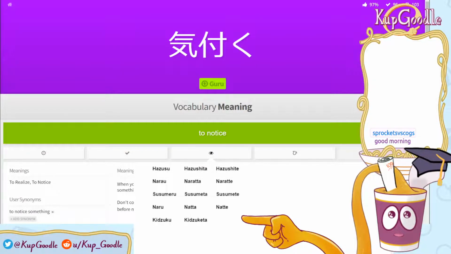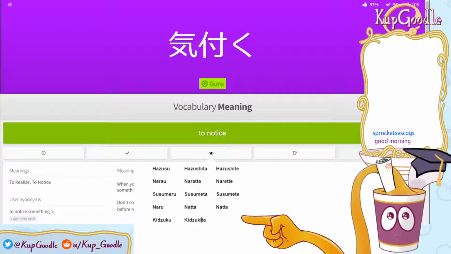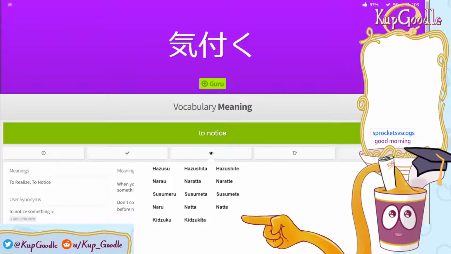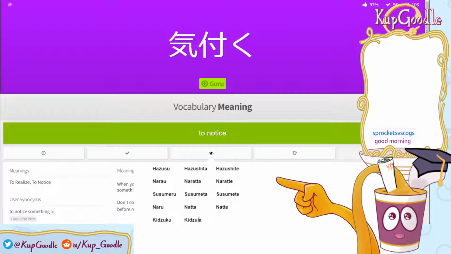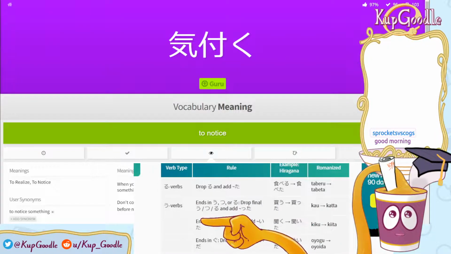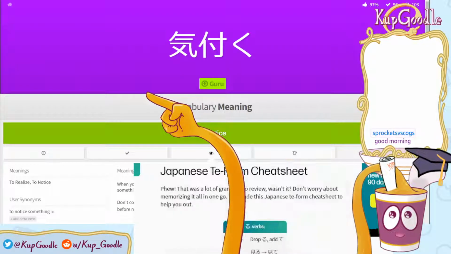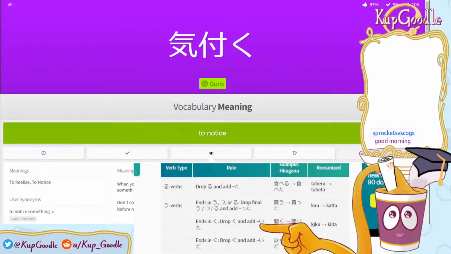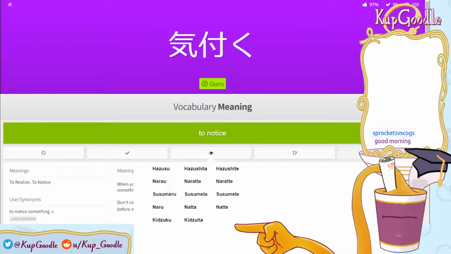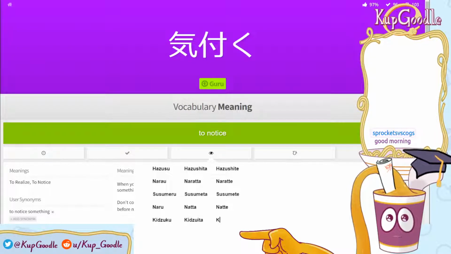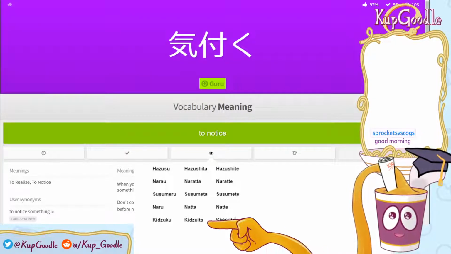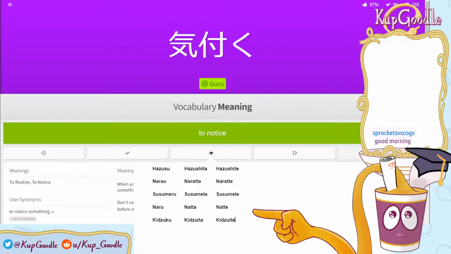Kizuketa. Kizukita. Yeah. No, wait. Kizuita. Ku goes to ita, yeah. And gu goes to ida. I remembered it. And therefore it'd be kizuite. Kizuku. Kizuita. Kizuite.